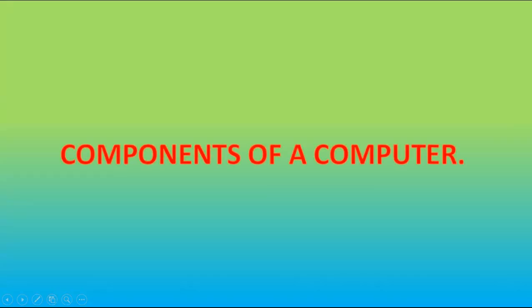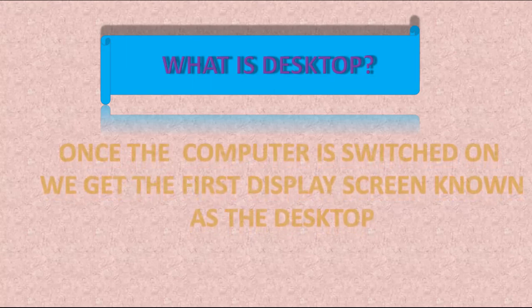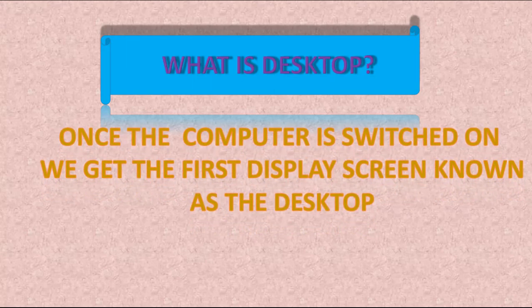Thank you. And then some important things, once you switch on the components of the computer, it will be easier if I tell you. That is, the desktop comes in. What is a desktop? Once the computer is switched on, we get the first display screen, known as the desktop.